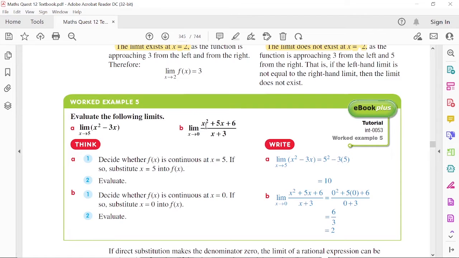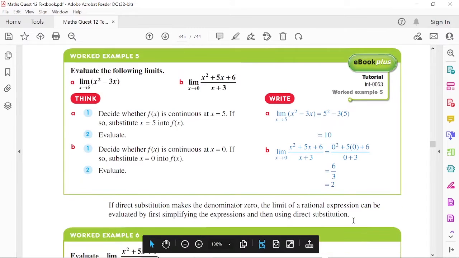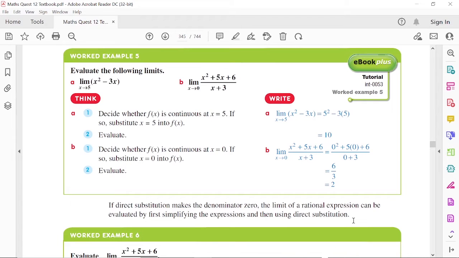For the next one here, we're looking to find the limit of this function as x approaches 0. So we look and think, if we were to put 0 in there, is there going to be a problem? Well, there won't, because we'll be left with 6 on top and 3 on the bottom. We can get a number, we'll get the value of 2. So that's okay. However, there will be an issue if by substituting we end up with the denominator equal to 0.